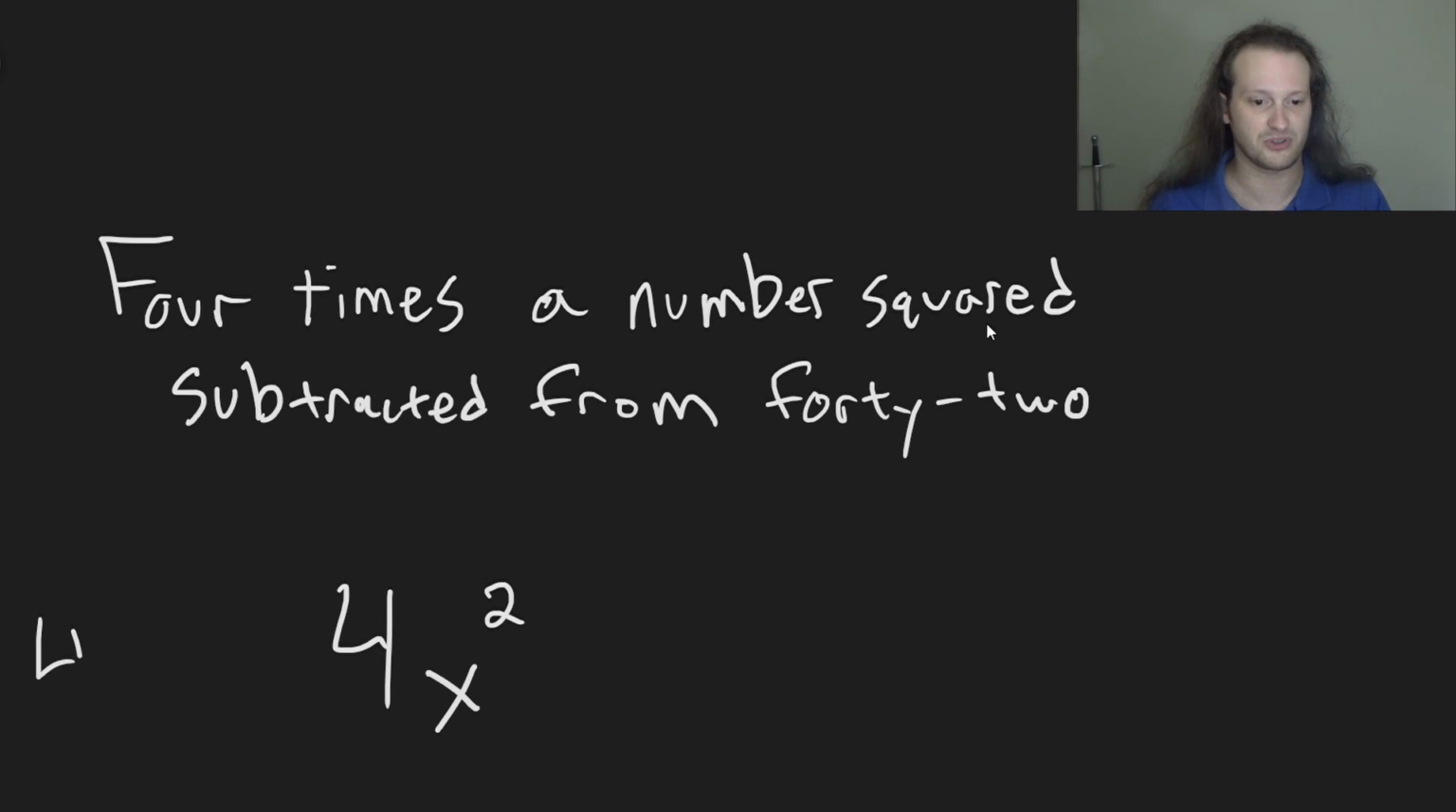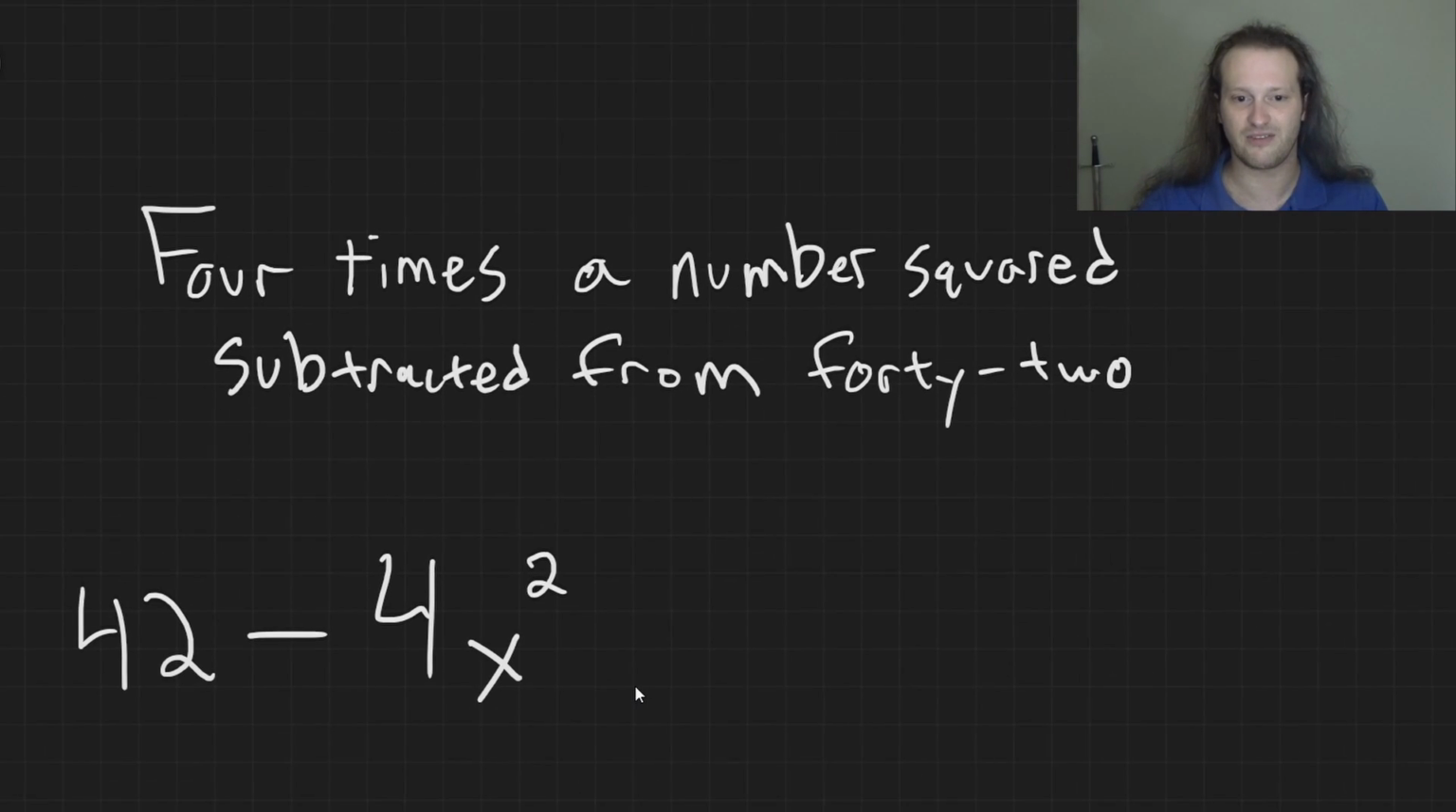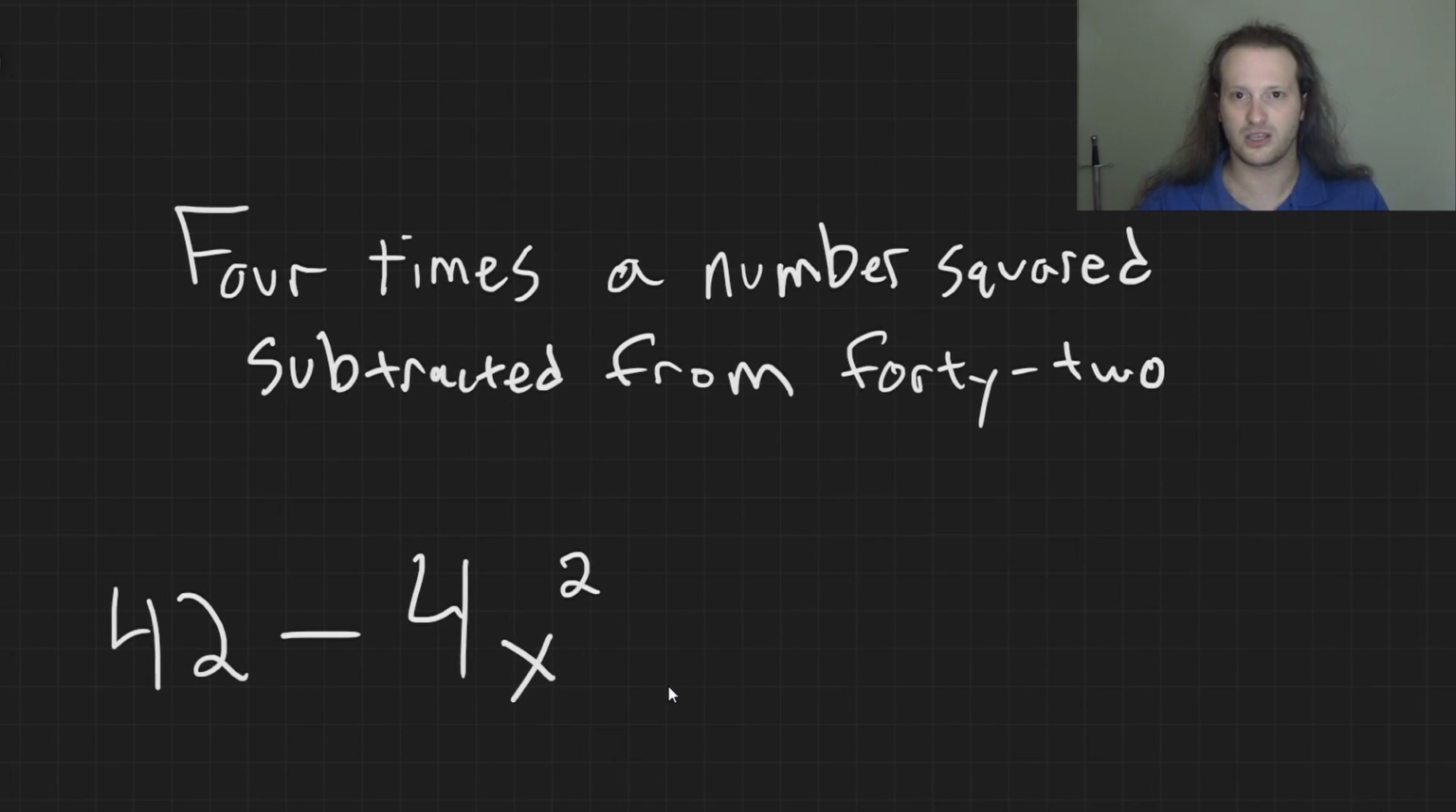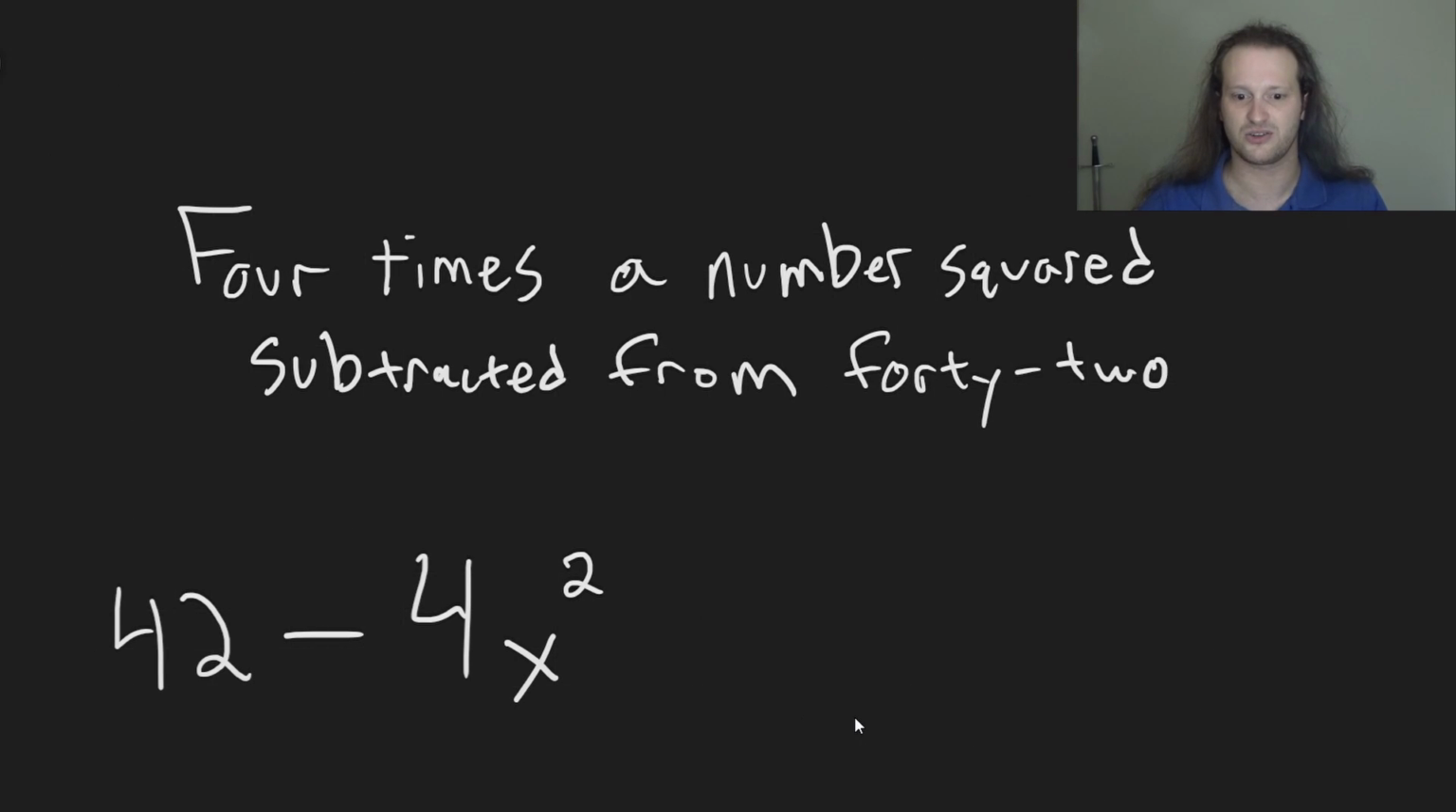So actually we get to put the 42 out here because this is being taken away from 42. This doesn't have an answer. Expressions don't have answers if you have a variable like this. It's an incomplete math sentence. So don't worry about solving it just yet. Just worry about translating it properly.